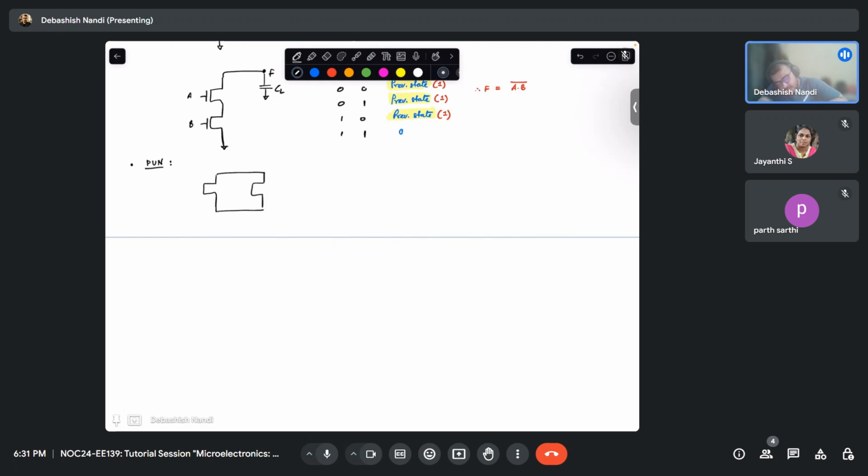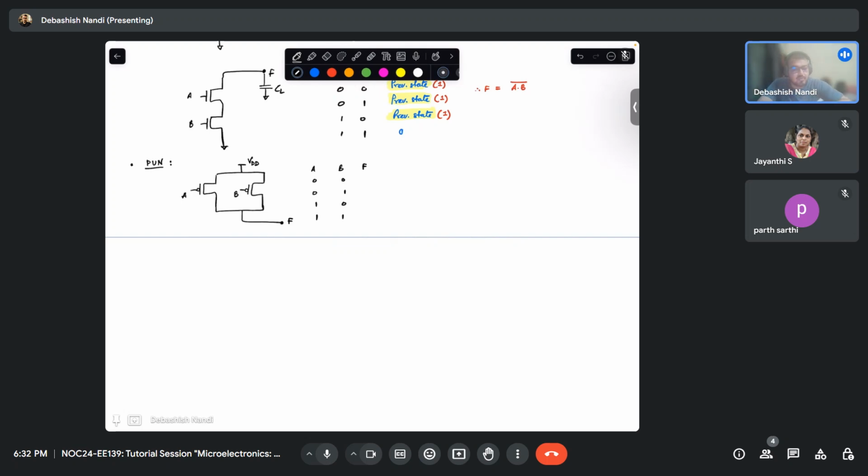So let's say two PMOS circuits are in parallel. In this case, this will be my output and this will be VDD. This is A, this is B. So your A, B and F: 0 0, 0 1, 1 0, 1 1. So what is the case of F?